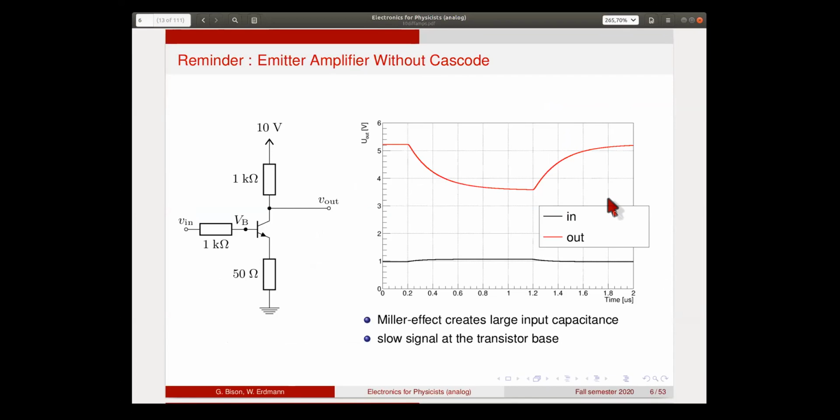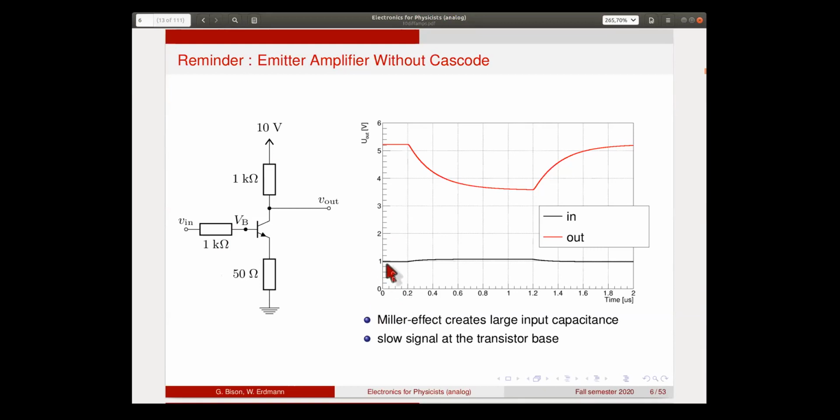Let's see this in a simulation. So this is now an emitter amplifier without the cascode that we've seen before. It has a small emitter degeneration resistor here, which defines the gain. So we have the gain that is given by the ratio of these two resistors. And let's say we have an input resistance of 1 kilo ohm, which is usually part of the signal source.